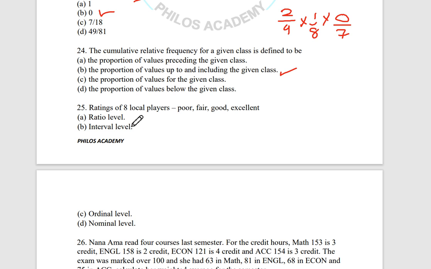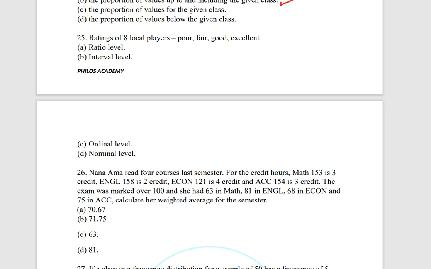Okay. Then question 25 says, rating of 8 local players, poor, fair, good, excellent is which level of measurement? A, ratio level, B, interval, C, ordinal, and D, nominal. Anything that deals with ranking of something, when you are ranking, the answer is C, ordinal level of measurement. Whenever you are ranking poor, fair, good, excellent, when the thing deals with ranking, you are ranking things, okay, it is ordinal level of measurement. So don't forget that the correct answer for question 25 is C.